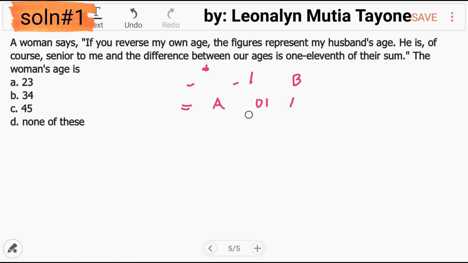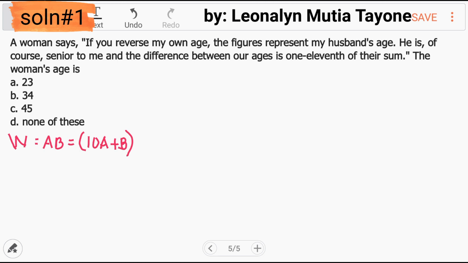Ulitin natin. So, si babae, bali ang edad ni babae, let A and B yung dalawang digit na edad ni babae. Ngayon, yung A kasi dito ay yan yung nasa tens place at si B naman ay nasa ones. Kaya, this will be 10A plus B, yan yung edad ni babae. Edad naman ni lalaki ay kabaliktaran, B, A. Ang B naman dito ay nasa tens place. Kaya 10B plus A, yan yung edad ni husband.